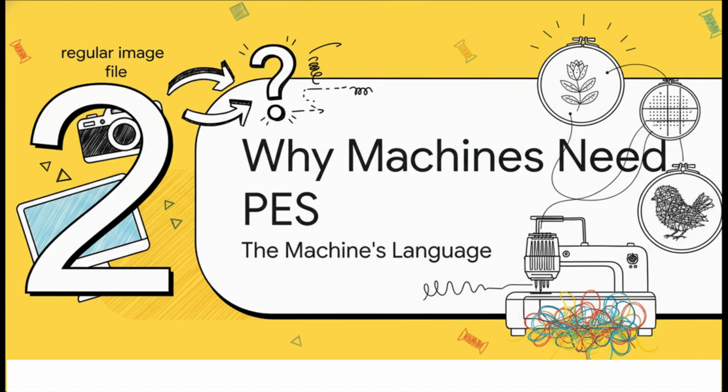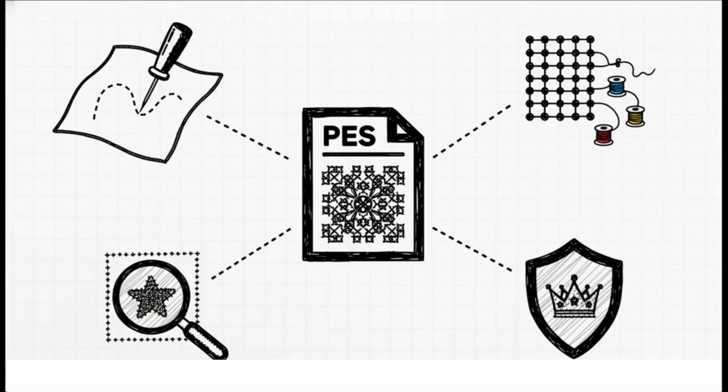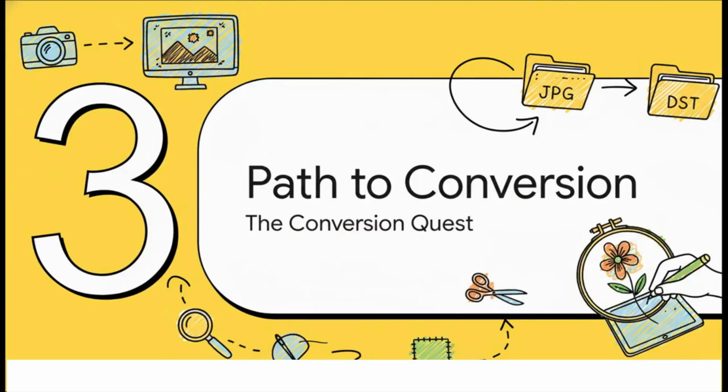Well, the thing is, high-quality embroidery requires an incredible amount of detail that a simple picture just doesn't have. And that's exactly why these PES files are absolutely crucial. They've got all the critical info that a JPG is missing. We're talking stitch placement, when to change colors, even what kind of thread to use. It's what gives you total control over the final quality and makes sure your design actually looks good when it's all done. All right, so now you get the why. Let's get into the how.